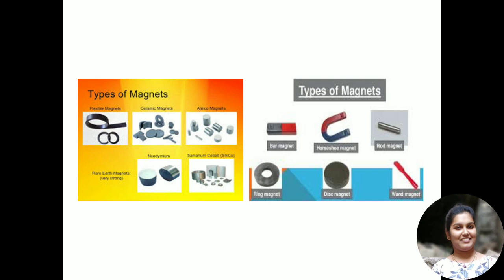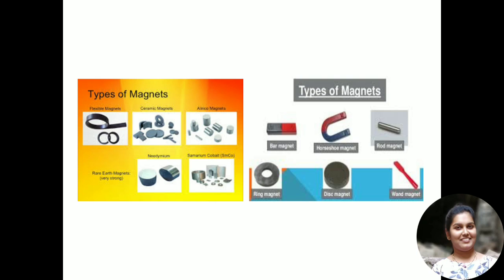And in the next picture, on the right side, you can see bar magnets, horseshoe magnets, rod type magnets, ring magnets, and disc and wand magnets. So these are the different types and different constructional views of magnets that are commonly used.